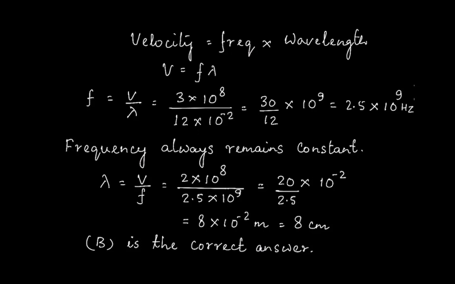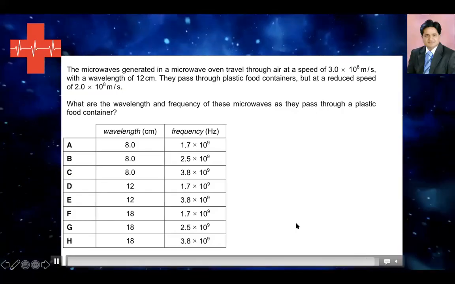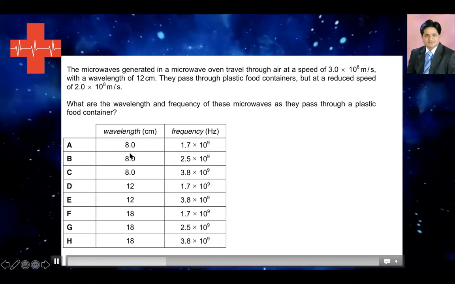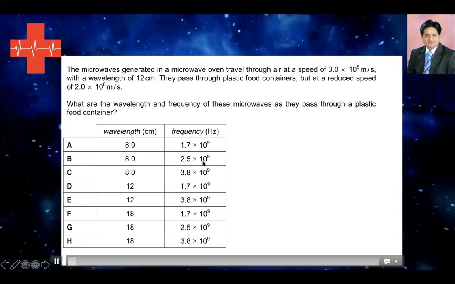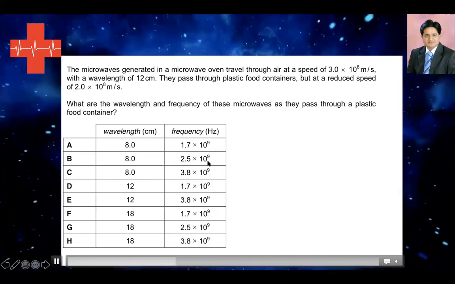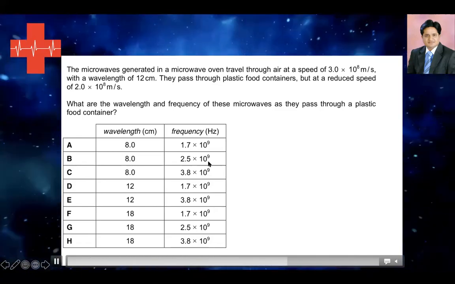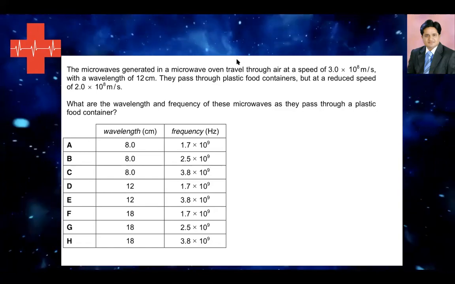If you go back to the question, you will see the wavelength 8 centimeters and frequency 2.5 times 10 raised to the power 9 hertz is option B. So let's go back to the question now, and you will realize that option B is actually 8 centimeters, the wavelength, and 2.5 times 10 raised to the power 9 hertz, the frequency. So this is how you solve this question.